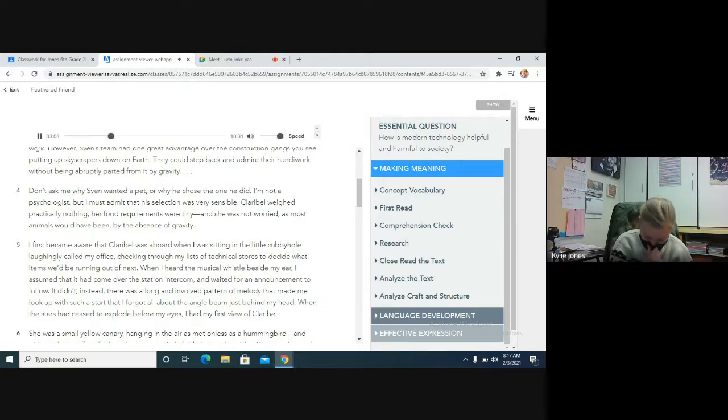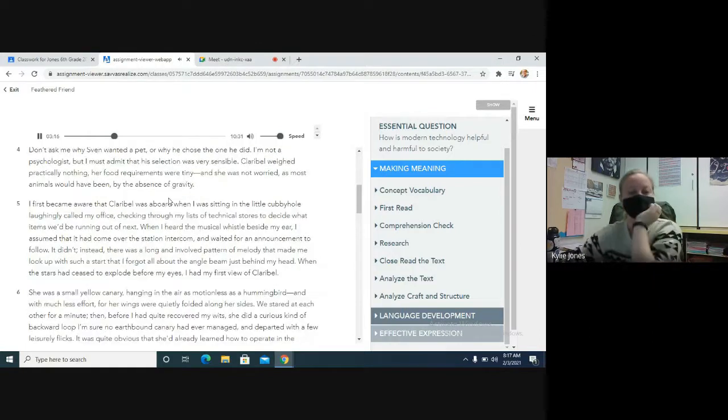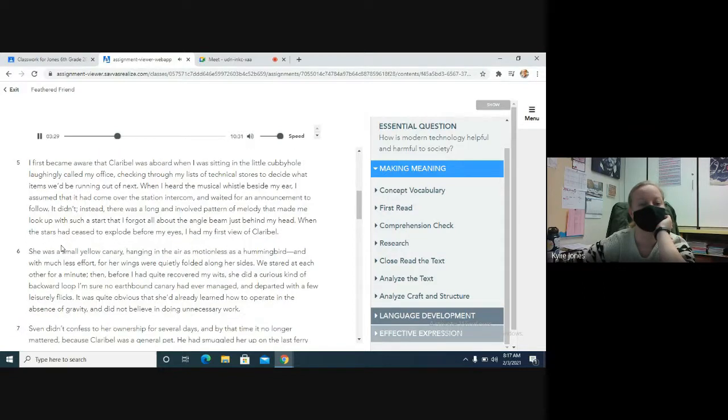I first became aware that Clarabel was aboard when I was sitting in the little cubbyhole, laughingly called my office, checking through my lists of technical stores to decide what items we'd be running out of next. When I heard the musical whistle beside my ear, I thought that it had come over the station intercom and waited for an announcement to follow. It didn't. Instead, there was a burst of song that made me look up with such a start that I forgot all about the angle beam just behind my head. When the stars had ceased to explode before my eyes, I had my first view of Clarabel.